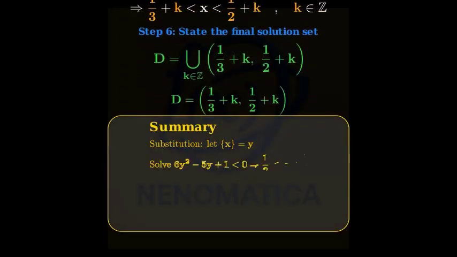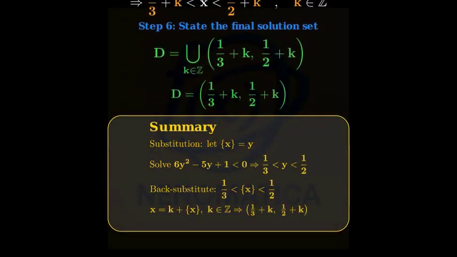Let's summarize what we did. We substituted the fractional part with y, cleared fractions, solved the quadratic inequality to get 1/3 less than y less than 1/2, substituted back curly bracket x, and finally used x equals k plus curly bracket x to express the full solution over all integers k.